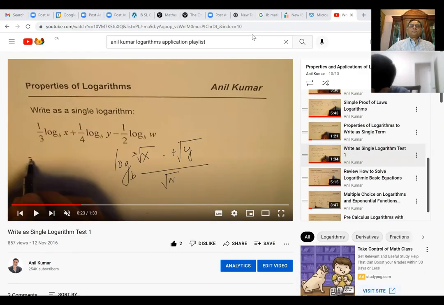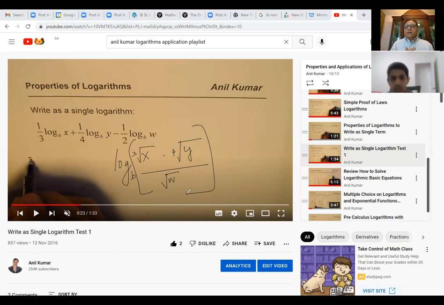All over minus log to the base b of radical w. No minus. See, as written on the screen, you see that that becomes division, right? So log to the base b of all this. You see that? Of all this, correct? So that is what you will get.